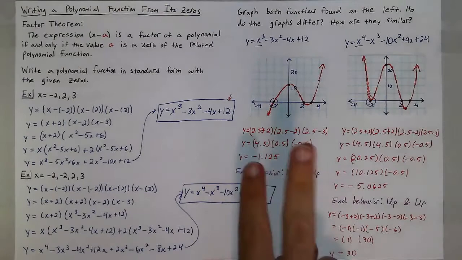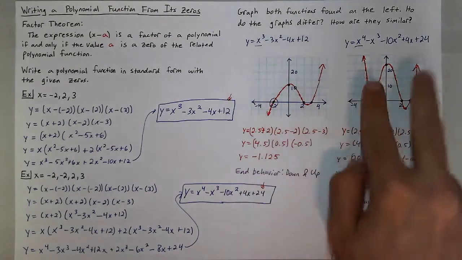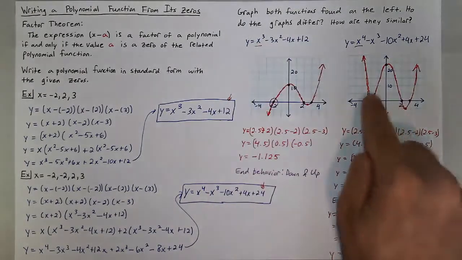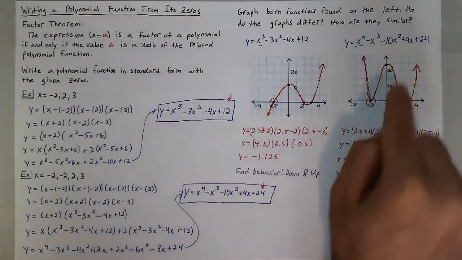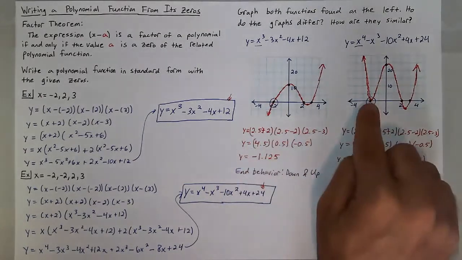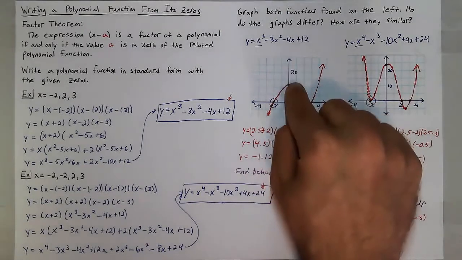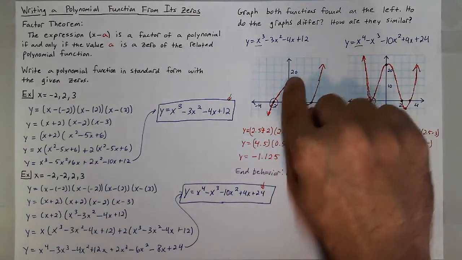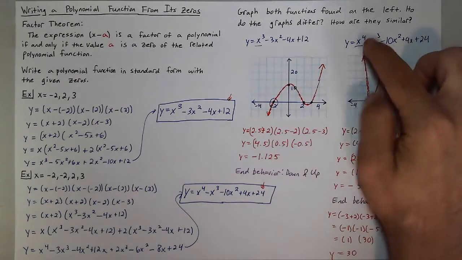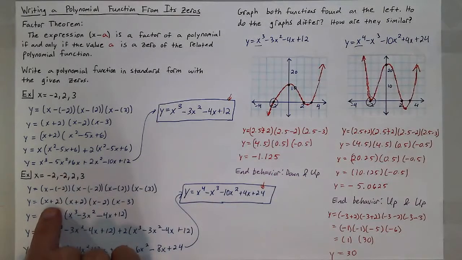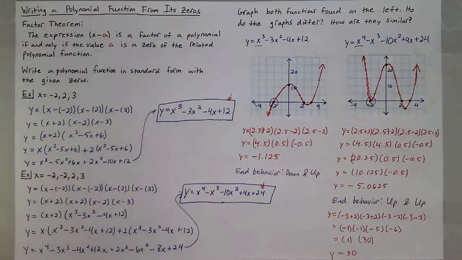The big difference between the two is that, first of all, their end behaviors are different. There are 2 turning points for the cubic function, 3 turning points for the quartic function, but more importantly, at that -2 x-intercept, even though they share all the x-intercepts, for the cubic function, it just goes straight through, while for the quartic function, it just bounces off. And this actually has to do with the fact that we get the same factor twice, which we'll talk about in the next lesson. And that is how you write a polynomial function from its zeros.